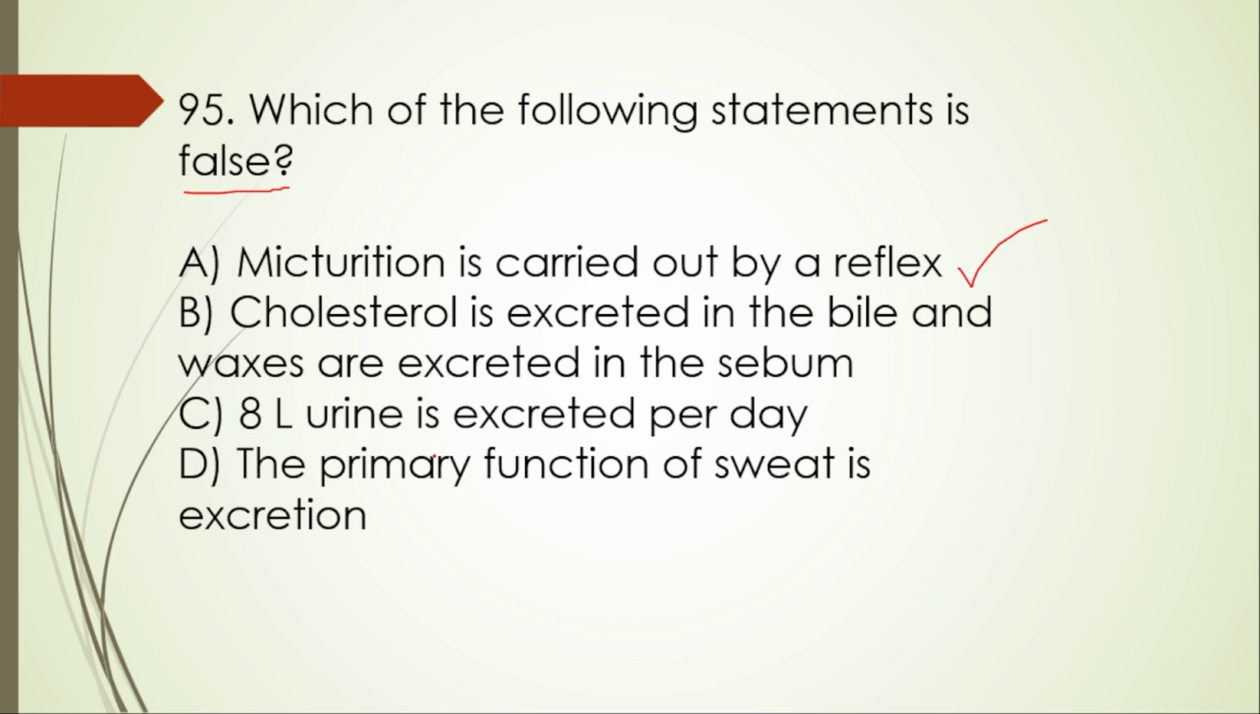C. 8 liter urine is excreted per day. This one is false because on an average, an adult human excretes about 1 to 1.5 liters of urine per day. 8 liters would indicate a severe medical condition like diabetes insipidus. Okay na, but it is false actually. So here statement C is false.